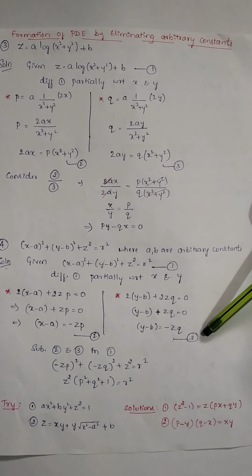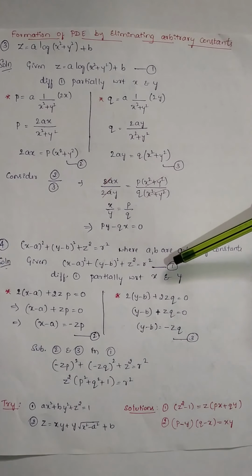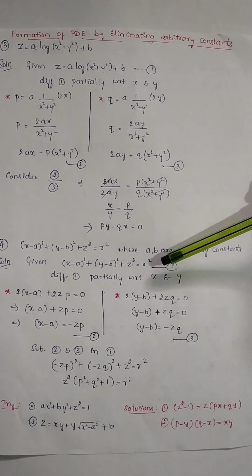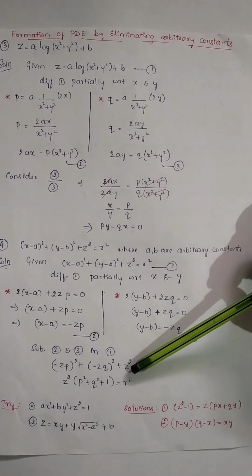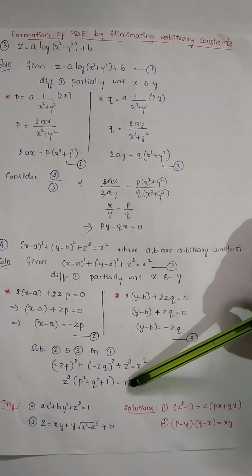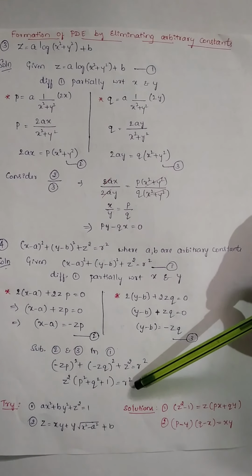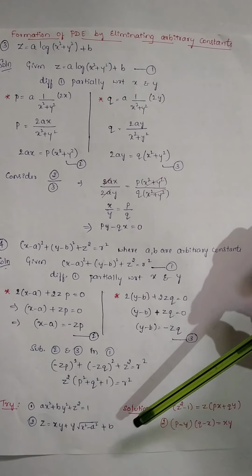You call that 3. Now directly substitute 2 and 3 in equation number 1, as you have the substitutions for x minus a and y minus b. On substitution and taking z square common, you will get z square of p square plus q square plus 1 is equal to r square, and this is the partial differential equation for the given problem. Okay, you try these two.